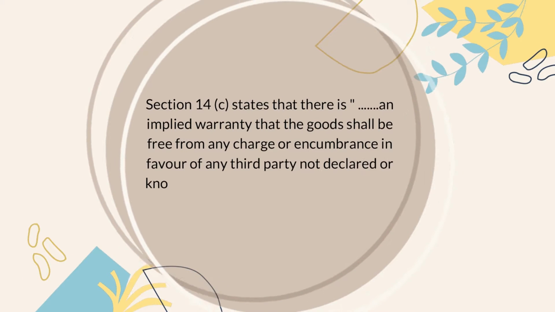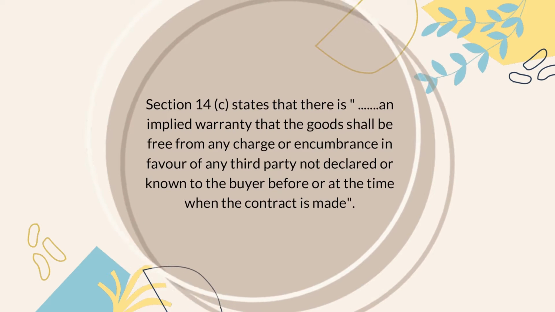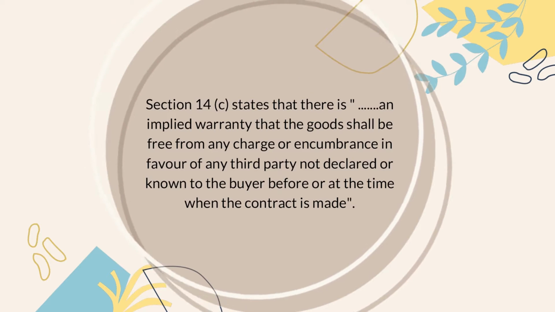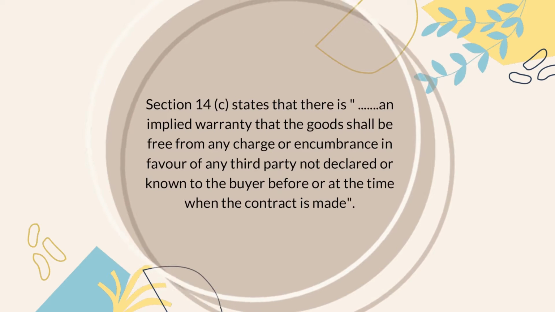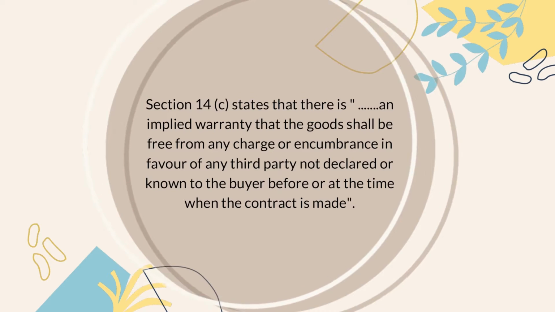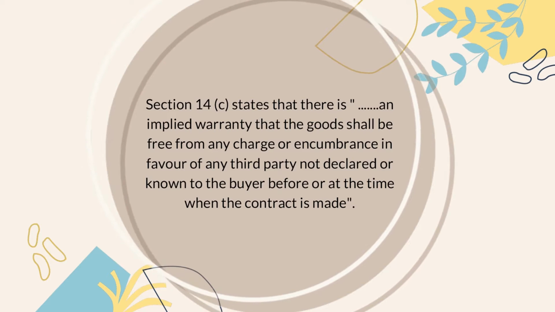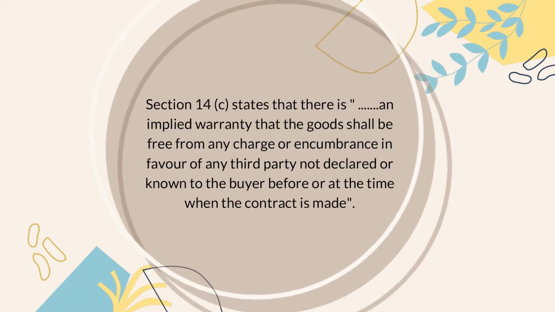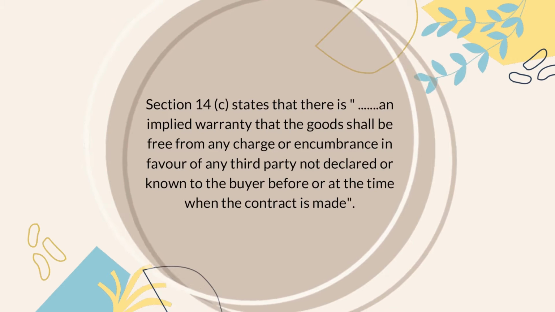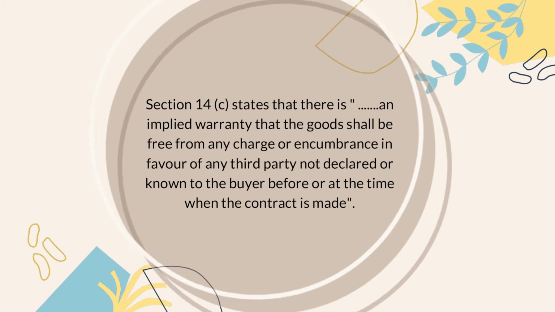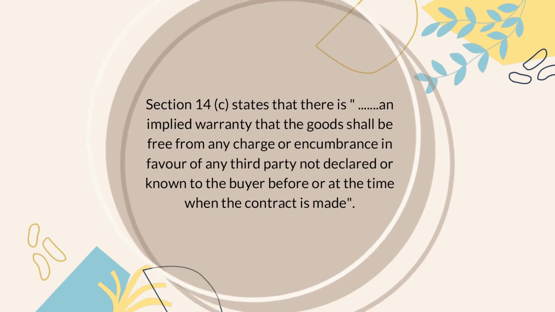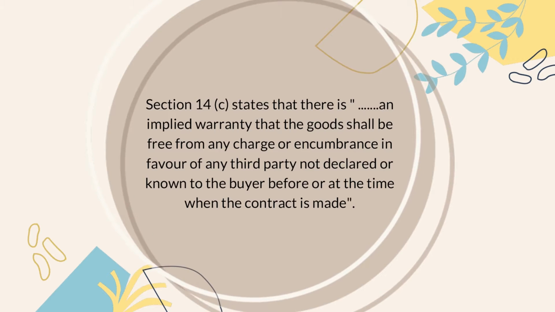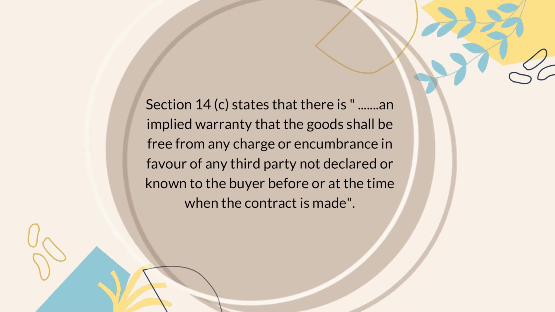Implied number 3, goods are unencumbered. According to Section 14, there is an implied warranty that the goods shall be free from any charge or encumbrance in favor of any third party not declared or known to the buyer before or at the time when the contract is made. When a seller sells goods to the buyer, it is his duty to ensure the goods are not subjected to any encumbrance. Encumbrances are financial impediments such as a tax, charge, or debt. If the seller does not inform the buyer of the encumbrance prior to sale, the seller is liable for breach of warranty and the buyer is entitled to damages.